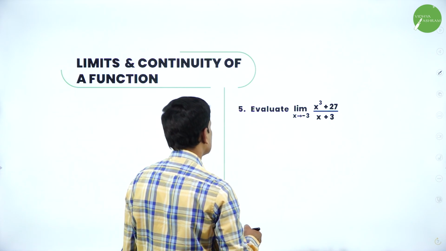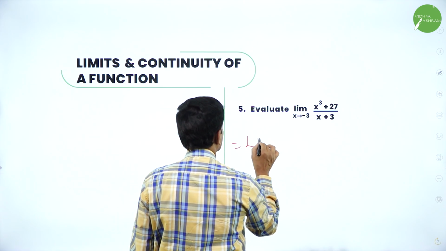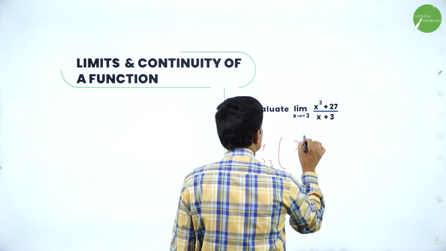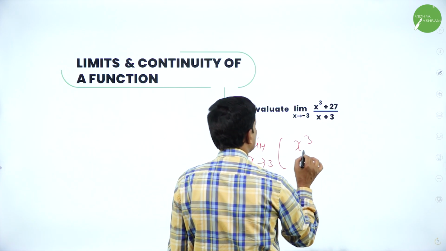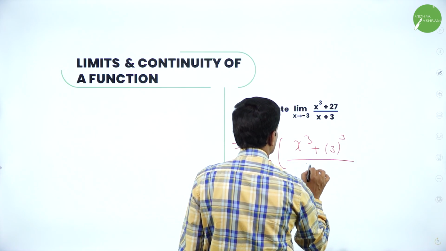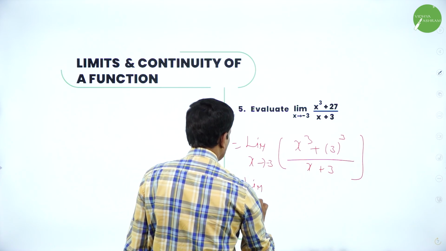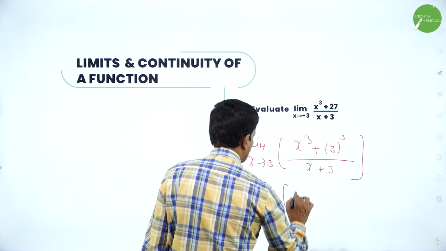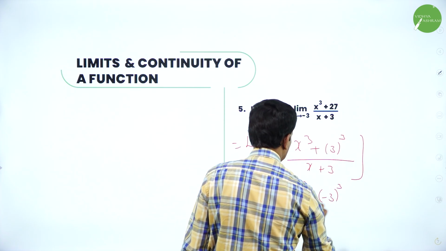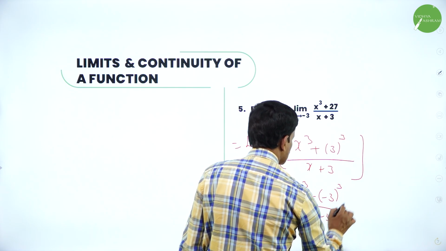Evaluate limit x tends to minus 3 of x cube plus 27 divided by x plus 3. This can be written as limit x tends to minus 3 of x cube plus 27, which can be written as 3 cube, divided by x plus 3. Now, this is also equal to limit x tends to minus 3 of x cube. This can be written as minus of minus 3 whole cube. Minus into minus is plus. Again, minus into minus is plus.